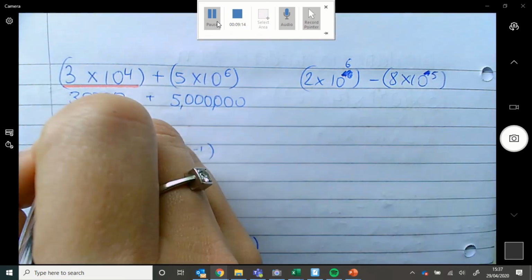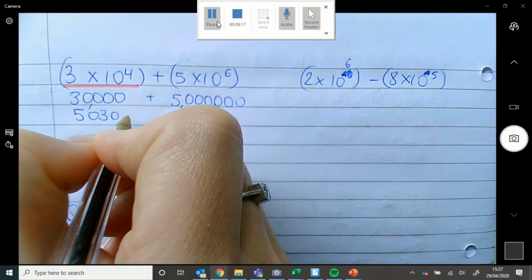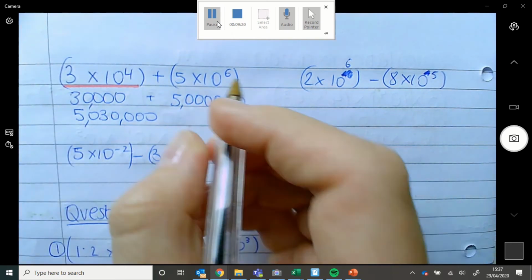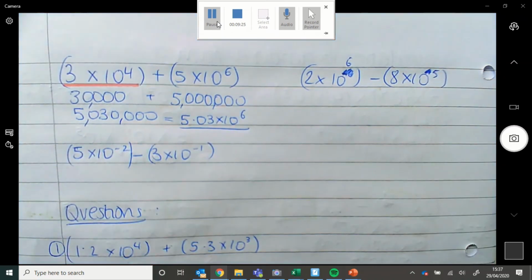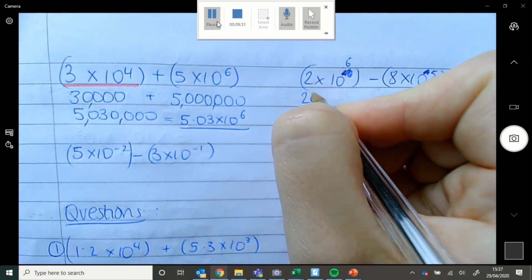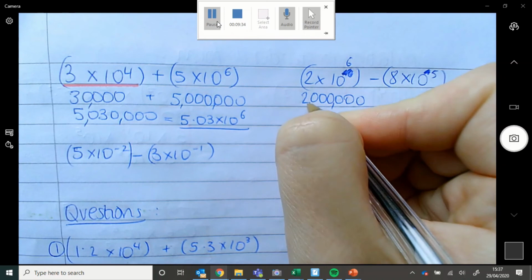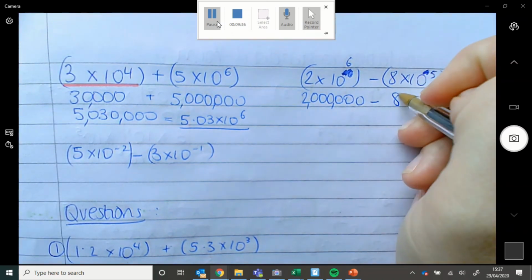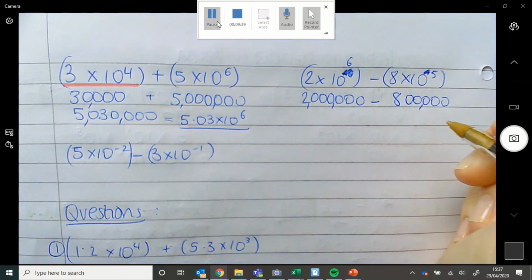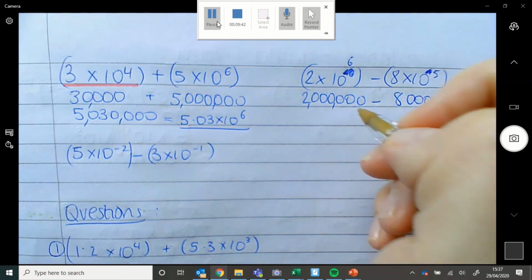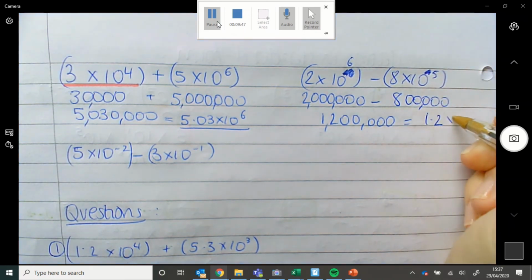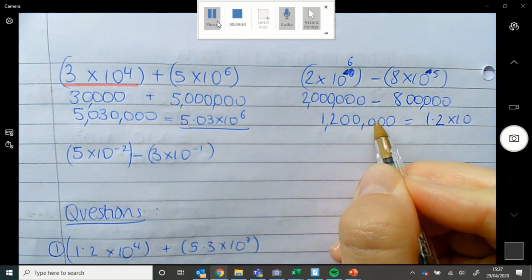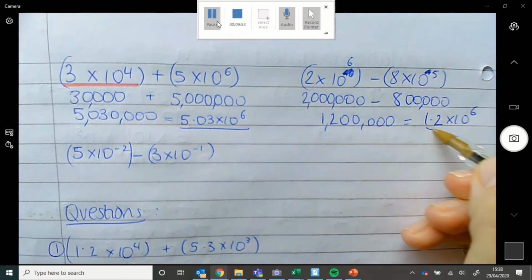I put them together. And I put it back in standard form. And that's my answer. Same thing for the subtraction questions. I take it out of standard form. I take this one out of standard form. And then I subtract them. 2 million take away 800,000 is 1.2 million, which is 1.2 times 10 to the power of 6.